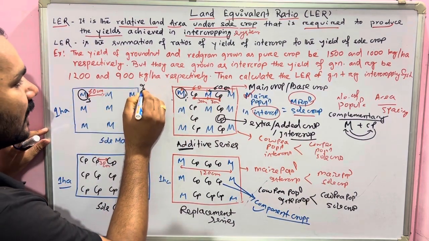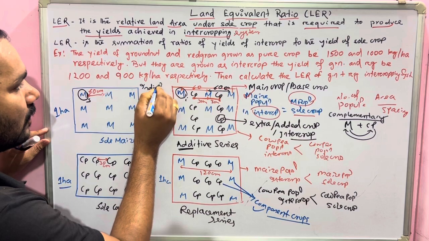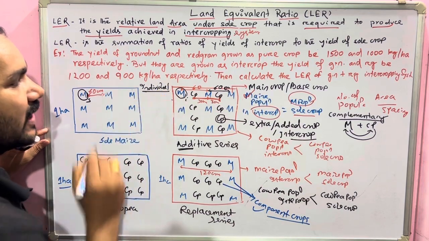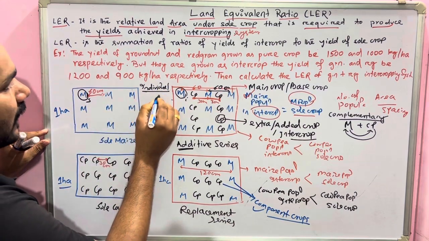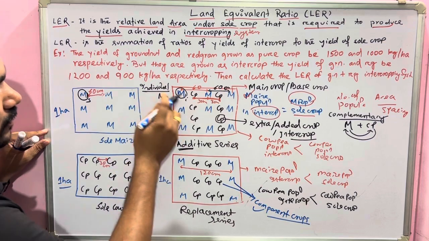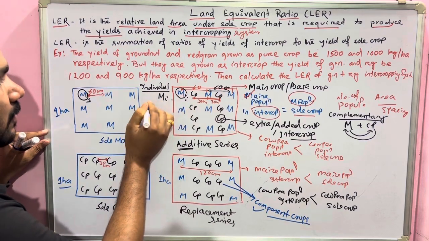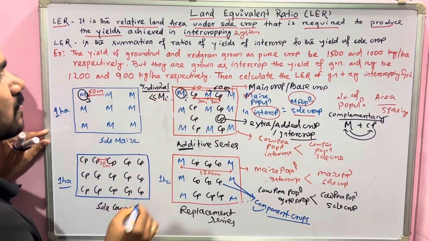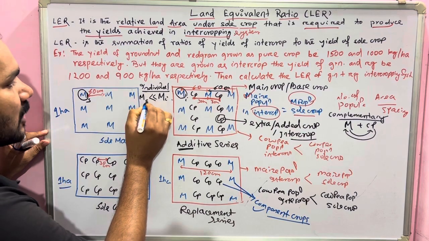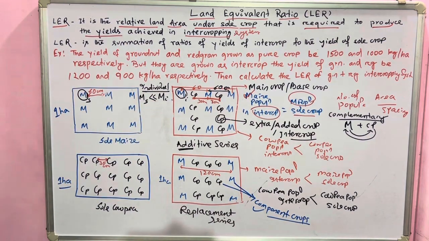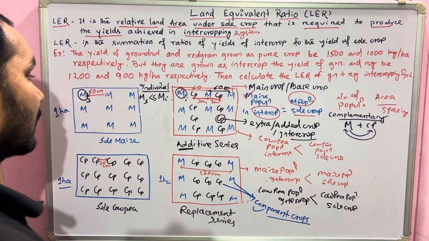That means in this case the individual maize plant yield is more than that of the individual sole maize crop. So here we can say, whenever we consider individuality, the maize plant in the intercrop gives more yield than the maize plant in the sole crop. Yes or no? You will say yes sir.